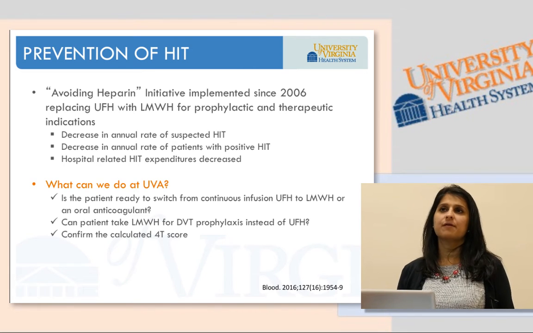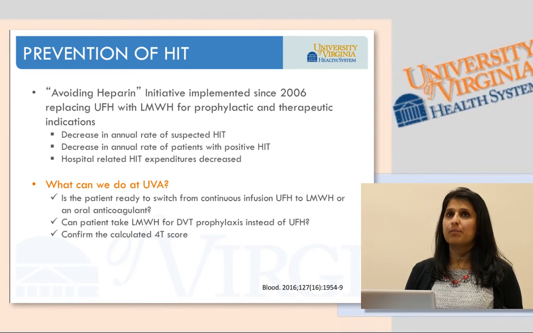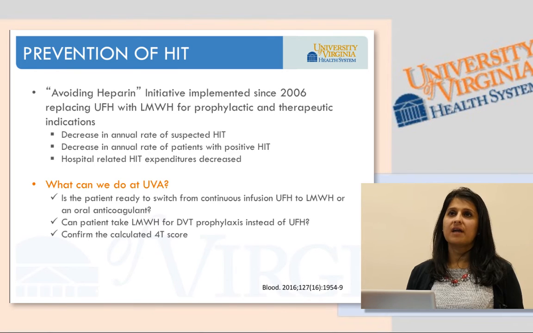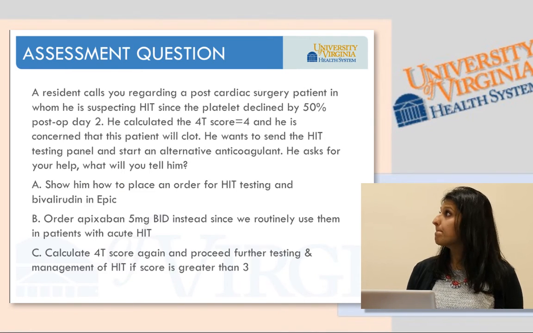Can we switch our patients from unfractionated heparin prophylactic dose to a low molecular weight heparin, because the incidence of HIT is lower with low molecular weight heparin? And also, whenever a 4T score has been calculated and HIT is suspected, we should consider recalculating that 4T score to make sure we find the same score.